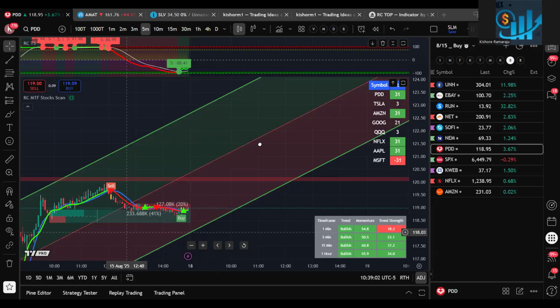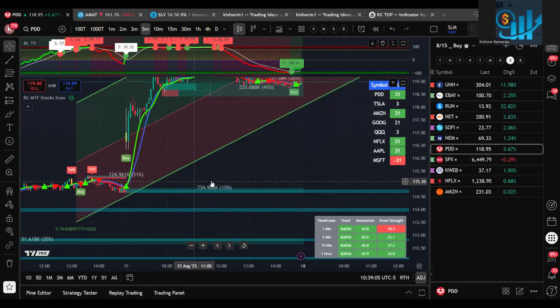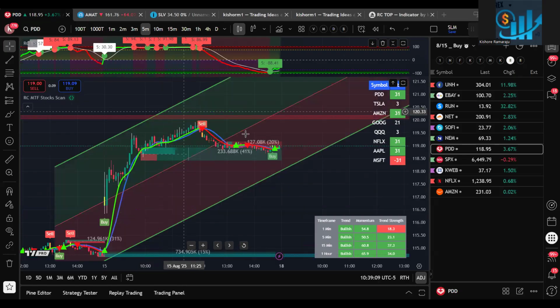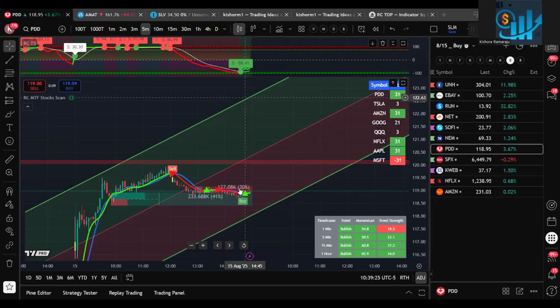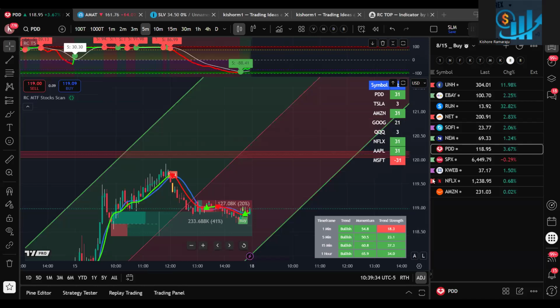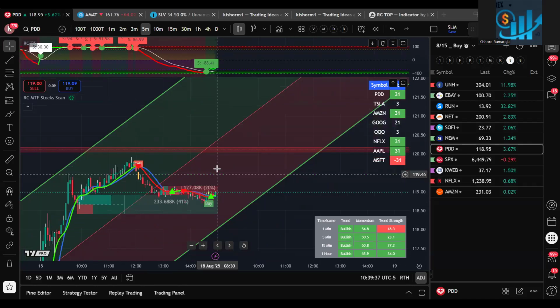Already you can see there are 734,000 buyers here. You got a buy signal, it went all the way up, then did a small pullback and started again, because price never goes in one direction. Always it goes up, comes down, creating a higher high, higher low, higher high, higher low, and again it is going up. So there is a high possibility for PDD to go to 120 to 123, with a minimum of $120. If you are a buyer of the stock, you are investing at $119.